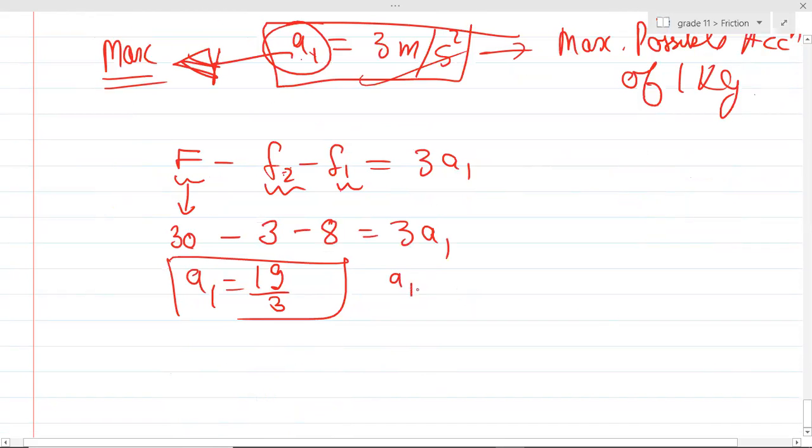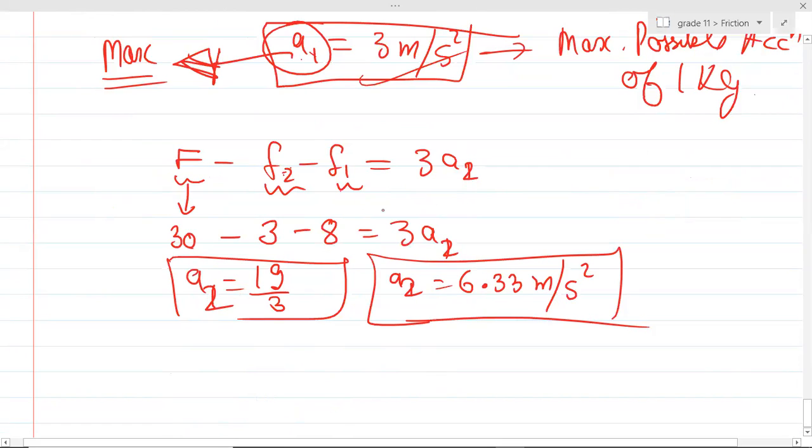So A2 will be equal to 6.33 meter per second square. So when you raised the driving force, can you see the acceleration of which block increased? The acceleration of the second block increased, but the acceleration of the block where you were not applying any force remained the max. You getting my point, guys? Yes, sir.